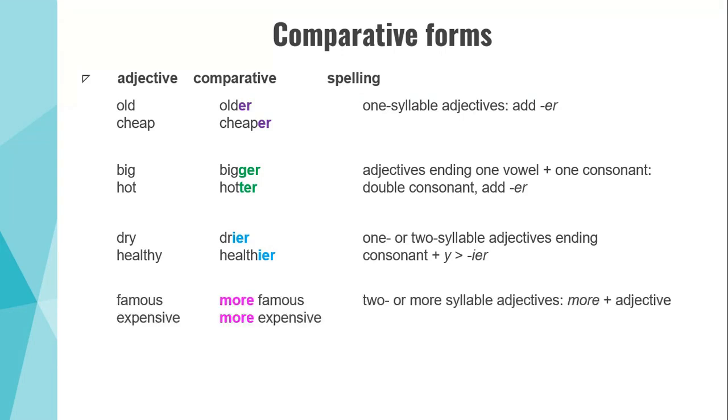Adjectives with two or more syllables, we have to add a word, more, and the adjective doesn't change. So we say more famous, more expensive for the comparative forms. And we also have adjectives that are irregular, which means that they totally change. They are different. So we have, for example, good, and the comparative is better. Bad, and the comparative form is worse. Let's now practice.